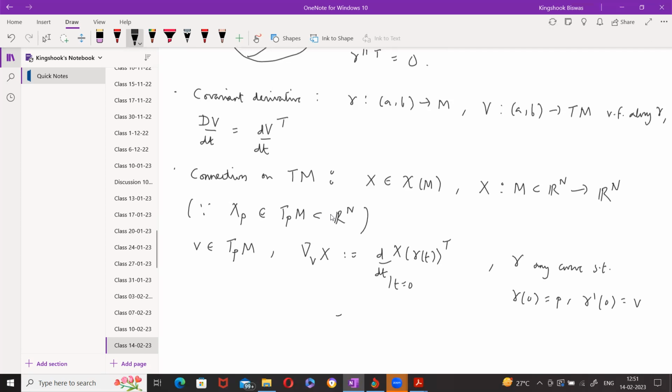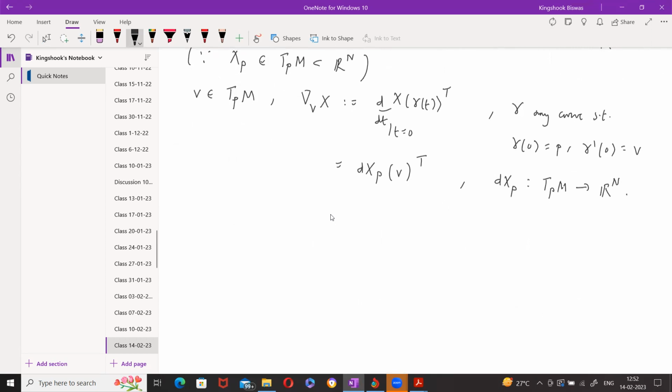Now, what is this? By the chain rule, this is nothing but the derivative of X at P acting on V, and then I take its tangential component. Since X is a map from M into Rn, its derivative dX at P I can think of as a linear map from TPM to R capital N. Is this clear?